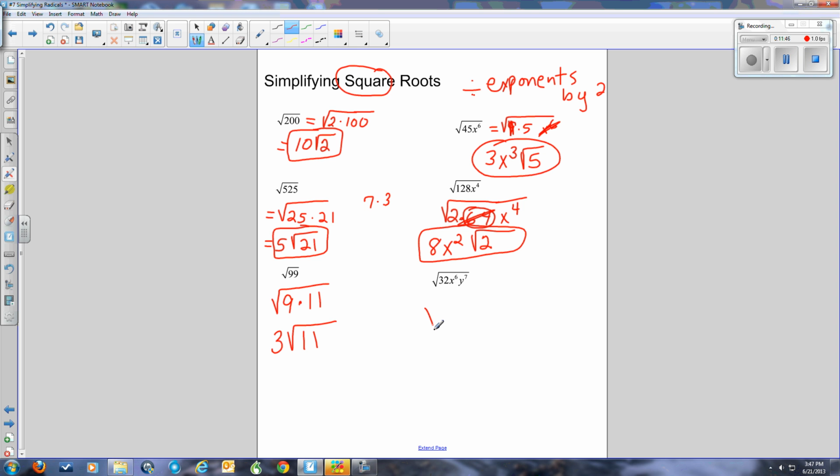Let's do the next one. Square root of 32x to the 6th y to the 7th. We'll break that down into 16 times 2 because we can't take the square root of 32 and get a whole number.